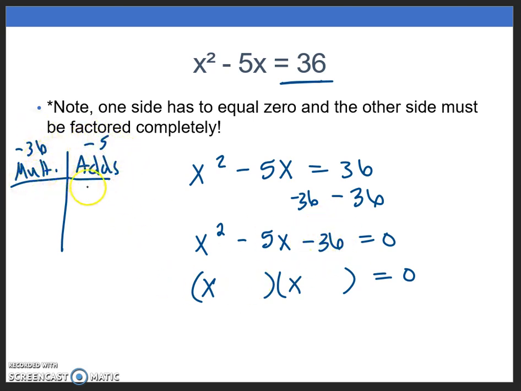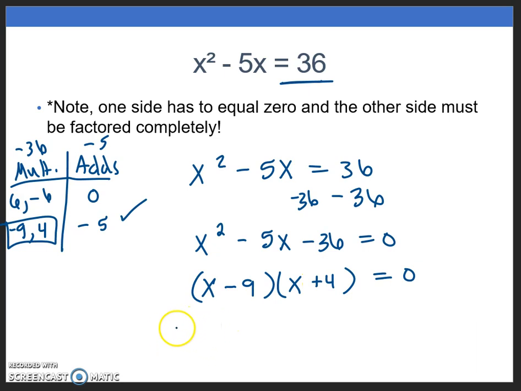To get to 36, I could do 6 and negative 6, but if I add those two, it equals 0. I could do negative 9 and 4, and negative 9 plus 4 equals a negative 5. That's the one we want, because negative 9 times 4 equals negative 36, and negative 9 plus 4 equals a negative 5. So my two binomials are x minus 9 and x plus 4.